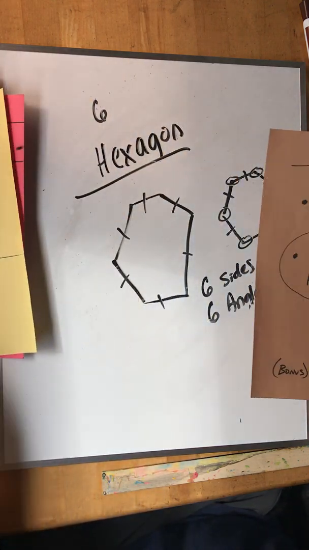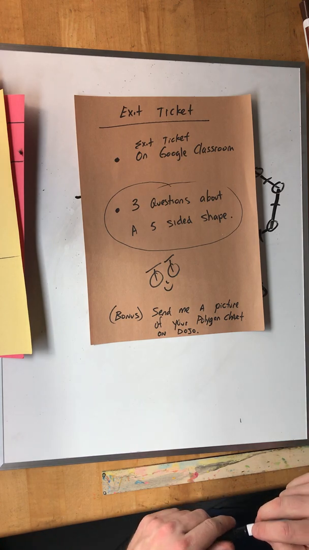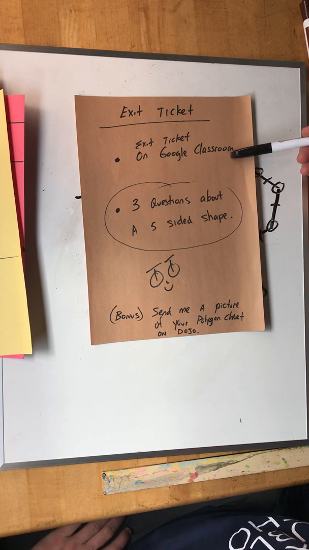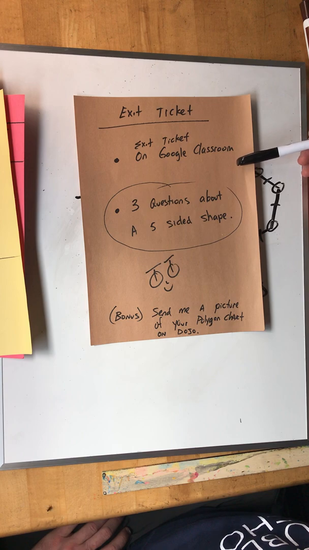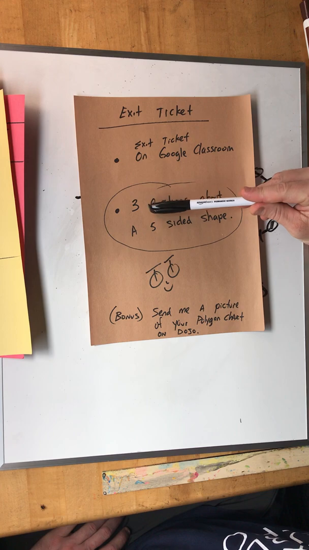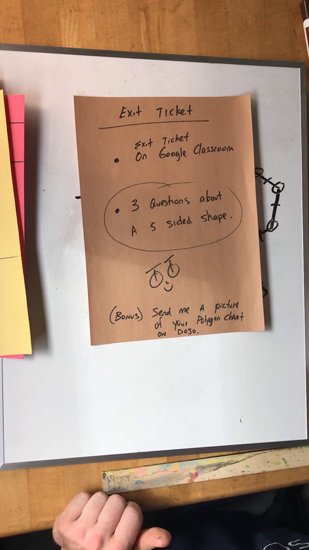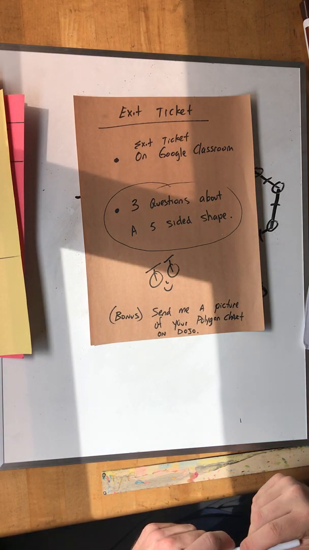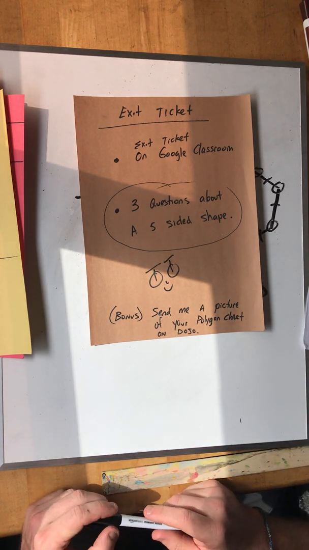And now finally is our exit ticket. On our exit ticket, it's on Google Classroom, just like it always is. On April 27th is the start of it. Even if you do it late, that's completely fine by me. Just want you to get it done. I want you to learn the material. On your exit ticket, there are 3 questions about a 5-sided shape. Your chart will help you. And then the bonus, send me a picture of your polygon chart.